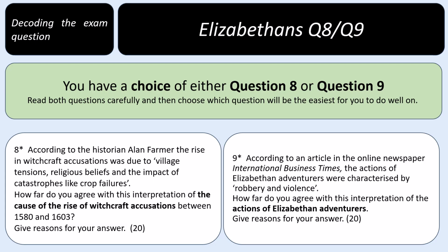And in question 9, according to an article in the online newspaper International Business Times, the actions of Elizabethan adventurers were characterised by robbery and violence. How far do you agree with this interpretation of the actions of Elizabethan adventurers?